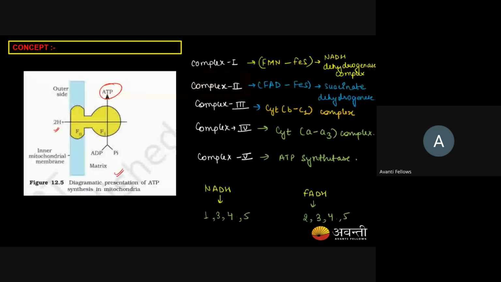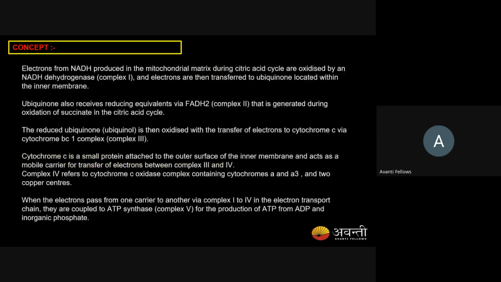Proteins. Did you read NCERT? I told you in the last class that you have to read NCERT before coming. Just look here: cytochrome C is a small protein attached to the outer surface of the inner membrane and acts as a mobile carrier for transferring electrons between complex number 3 and complex number 4.